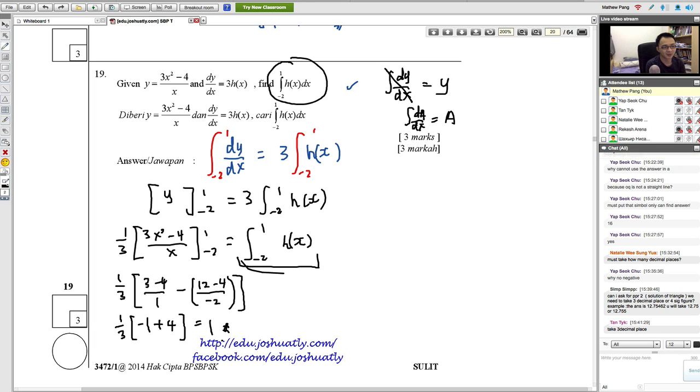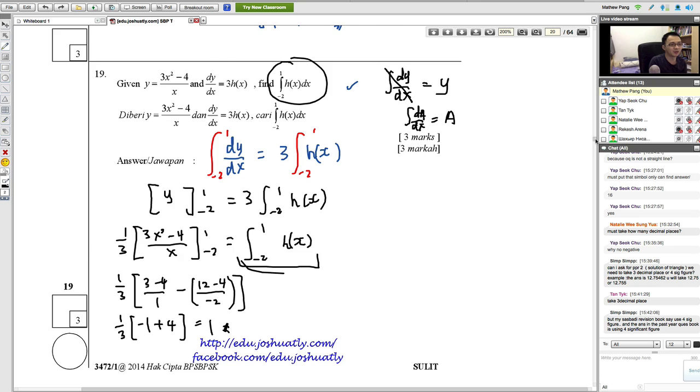Can I ask, for paper 2, solution of triangle, do we need to take 3 decimal places or 4 significant figures? Yeah, I think taking 3 decimal places will be good, because the more decimal places just means your answer will be more accurate.